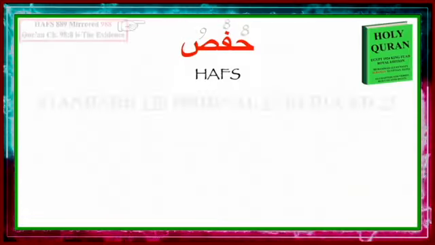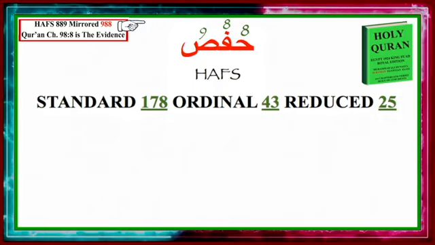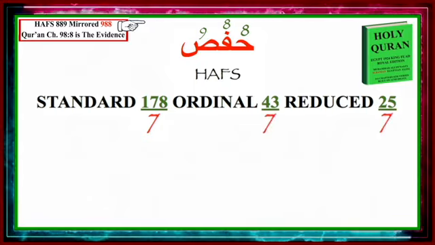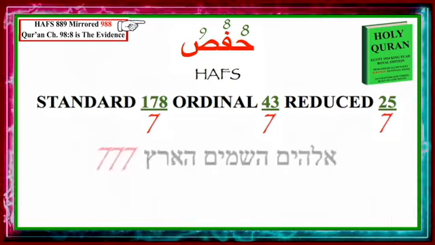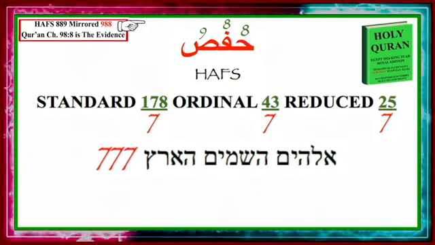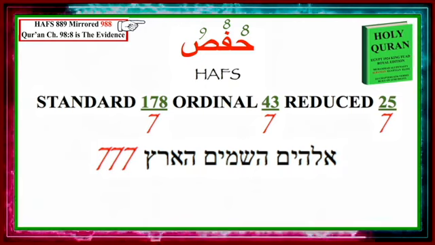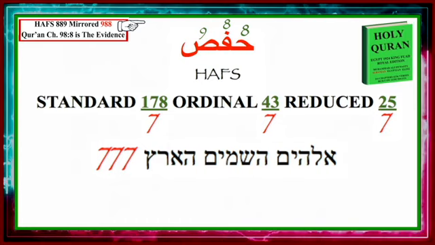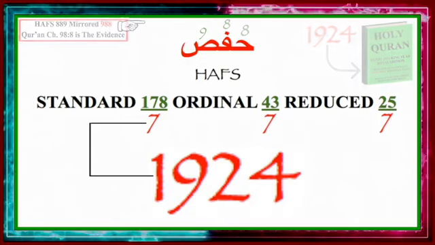Let's go in deeper. If we look at the Arabic word Hafs, we have the standard 178, the ordinal 43, and the reduced 25. If we reduce each one of these numbers down, we get 777. 777 perfection. 777 links us to the opening verse of the Torah with 3 main words. Elohim, Hashamayim, Haaretz. God, the heaven, and the earth, with a value of 777. If these 3 key words total 777, then what do the remaining 4 words total? They total 1924, which connects us to the 1924 Hafs edition of the Qur'an.